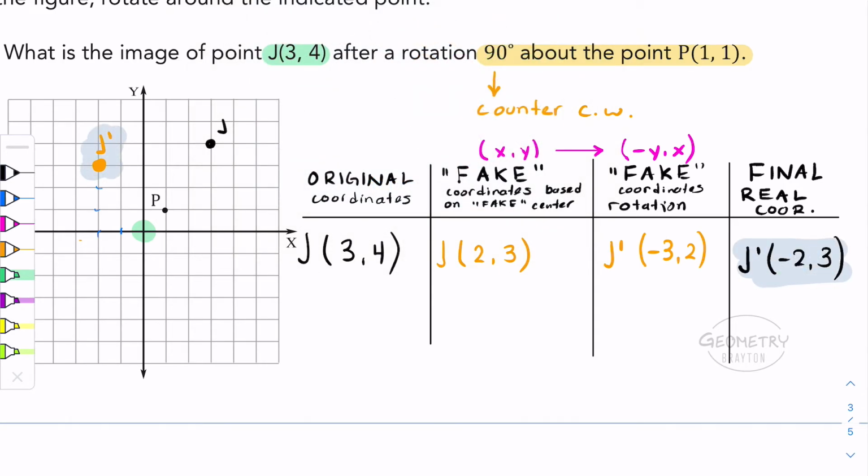So you need to be able to locate where that point is, and you need to be able to identify the actual ordered pair of it, which again is going to be back to the real coordinates. So that last column in this table, that's the most important column because that's the actual answer.